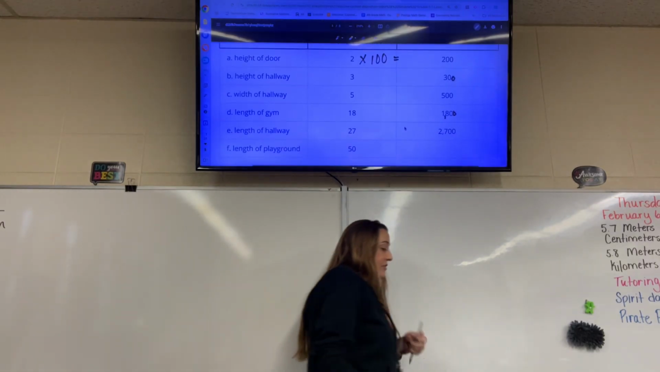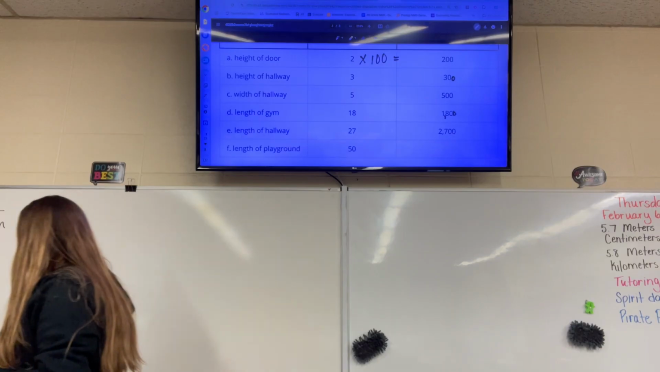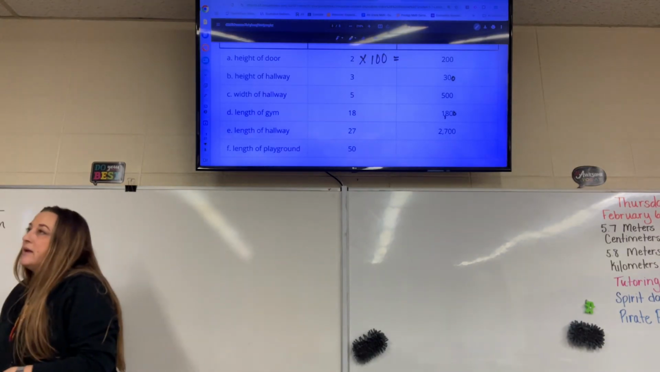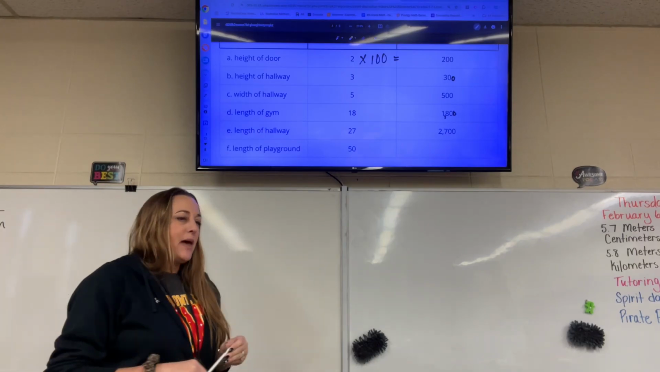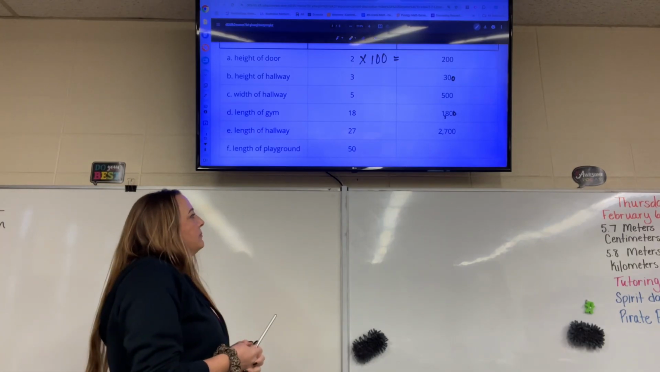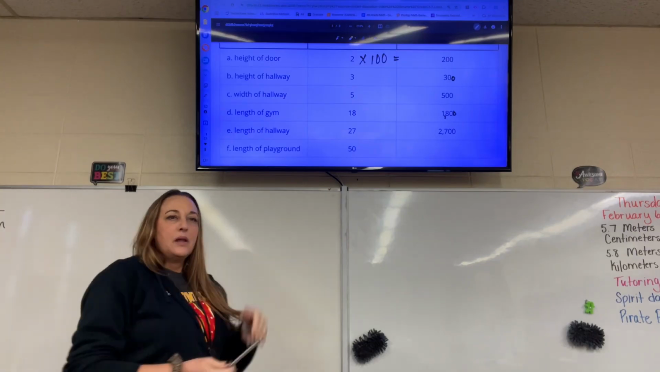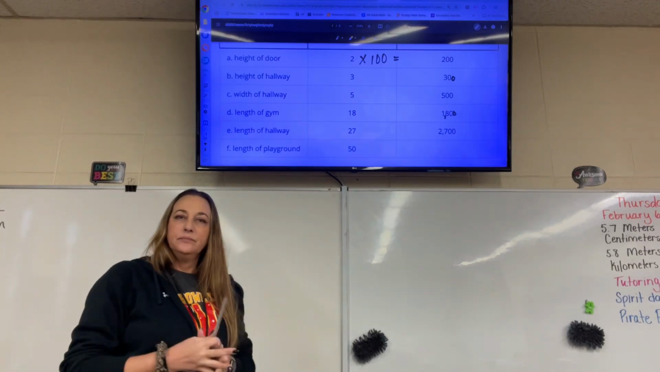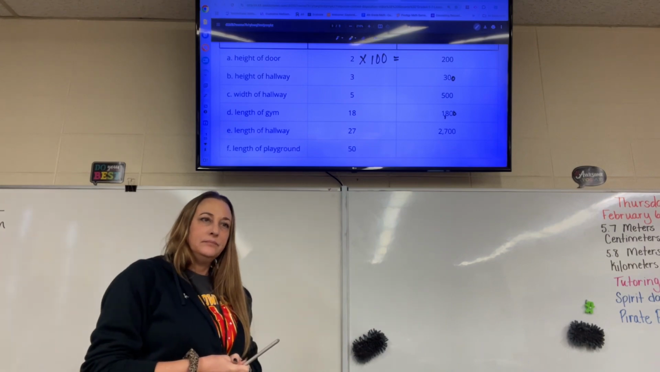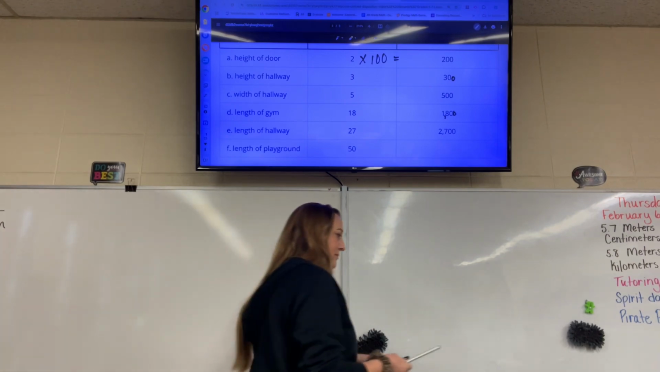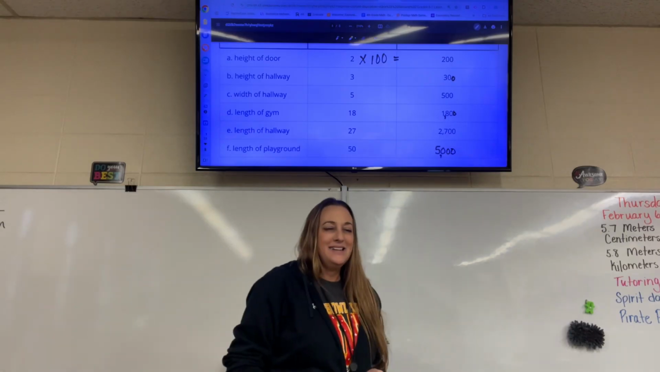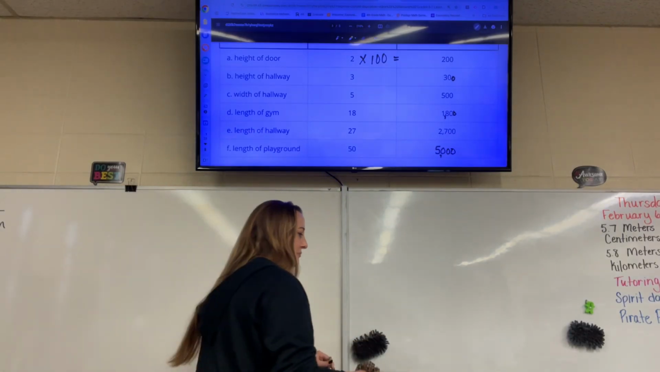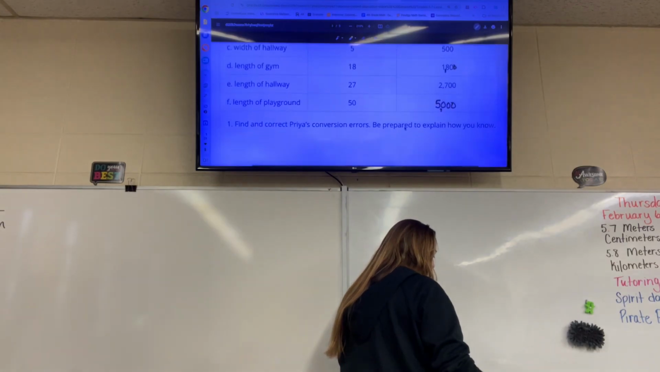So the length of the playground was 50 meters. Zerelda, how many centimeters would that be? 5,000. Agree or disagree? Agree. Is that 50 with 2 zeros behind it? Indeed it is. Tally mark. Good job, Zerelda. That is correct.